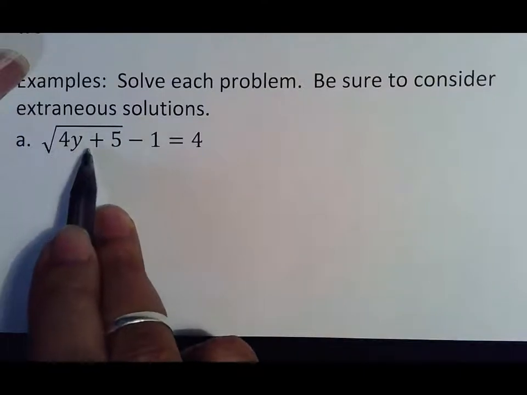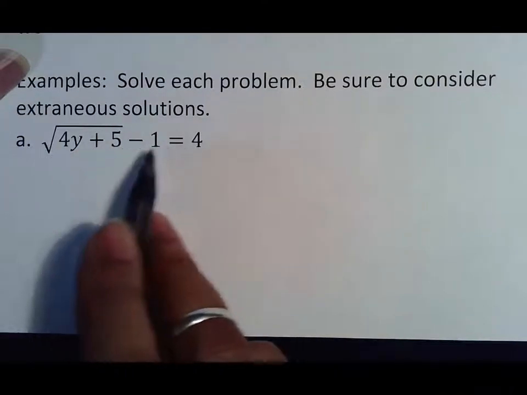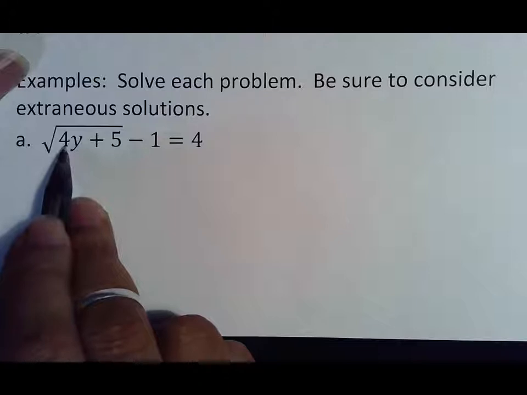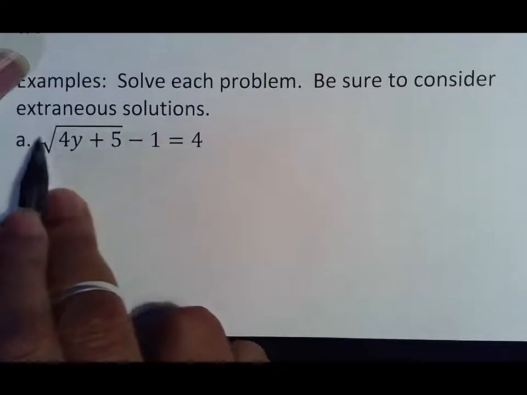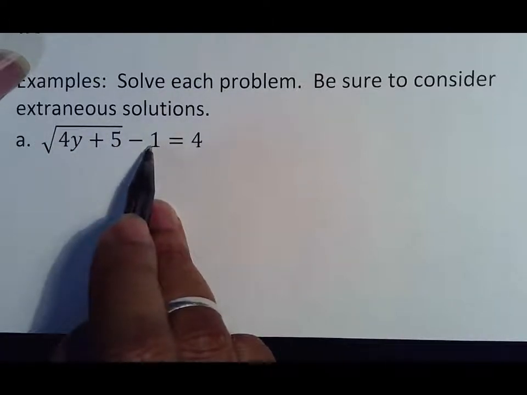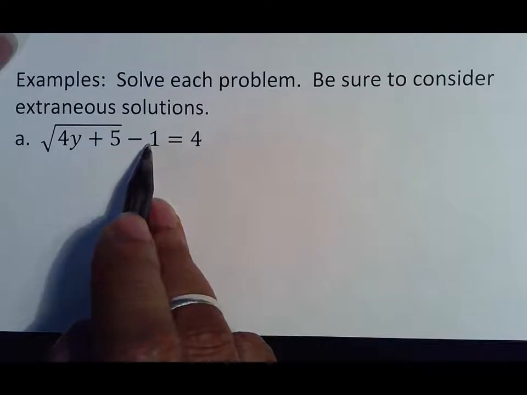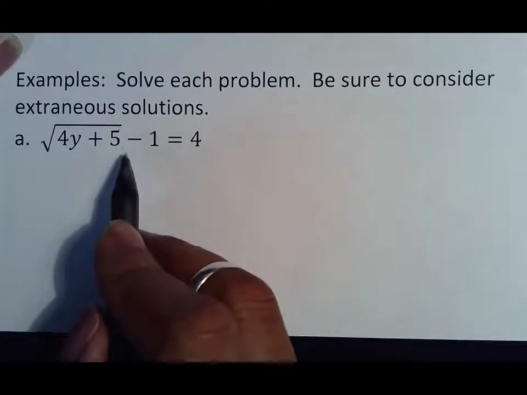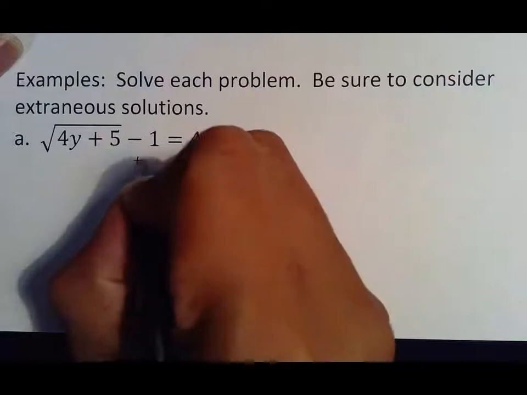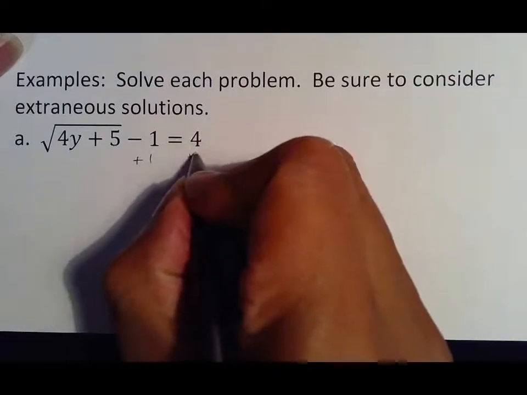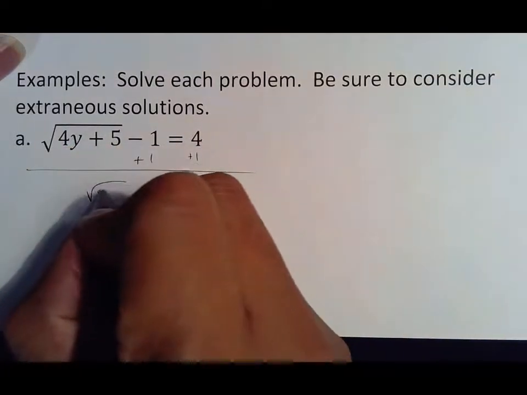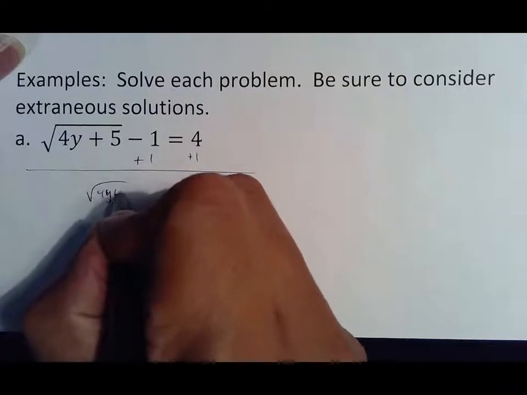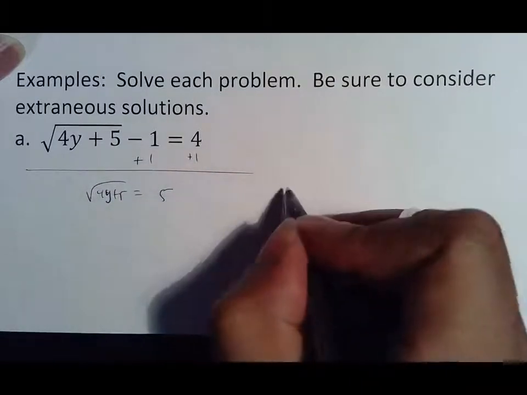This is root 4y plus 5 minus 1 equals 4. And you cannot touch the 4, you cannot touch the 5, but you don't want to get rid of this until everything else is gone. It was just like when we did absolute value. Remember I told you similar processes. When we did absolute values, you have to get the things by themselves first. Now you get square root of 4y plus 5 equals 5.